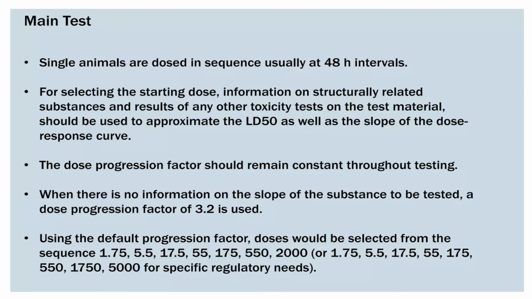Now, the main test is performed when little or no information is available about whether the product is toxic or not. The first animal receives a dose one step below the best estimate of the LD50. If the animal survives, the second animal receives a higher dose. If the first animal dies, the second animal receives a lower dose. This sequence is repeated until one of three stopping criteria is met.